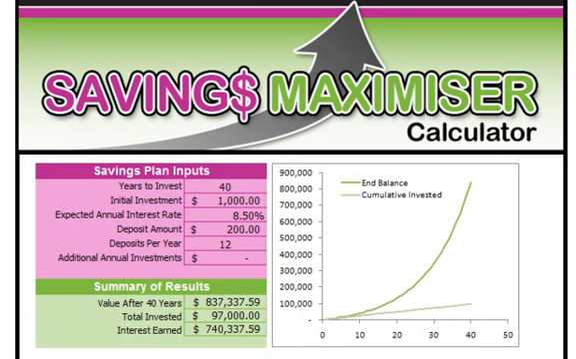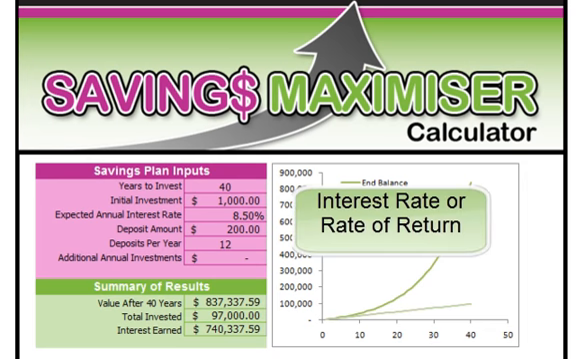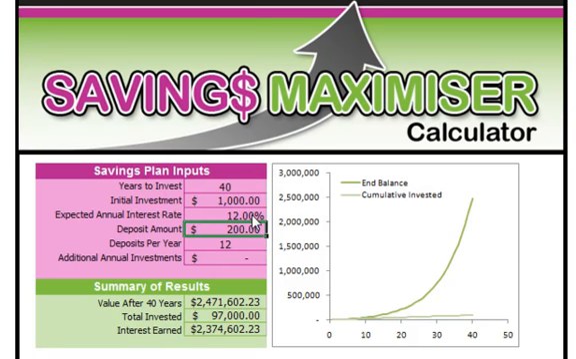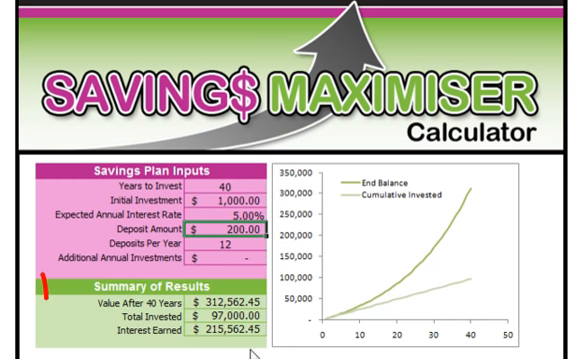Now that you understand how time and the length of time works in the compounding process, one other thing that I'd like to point out that plays a part in the compounding process is the interest rate or rate of return of the investment. As you can see, if I change this interest rate from 8.5% to say 12%, you can see that the value here has increased significantly. Also, if I just reduce that from 8.5% to 5%, you can see that that's reduced significantly as well.